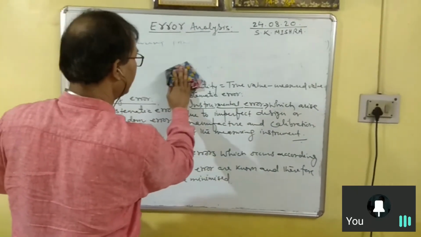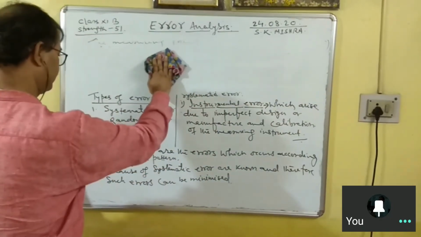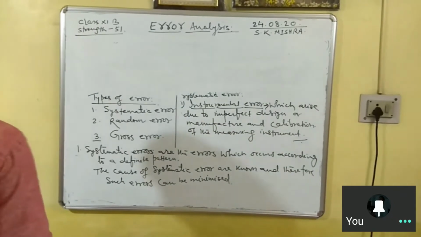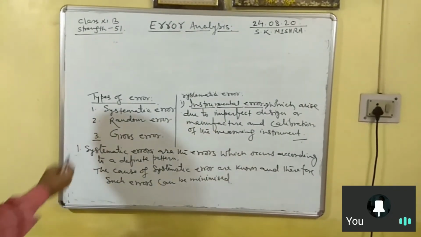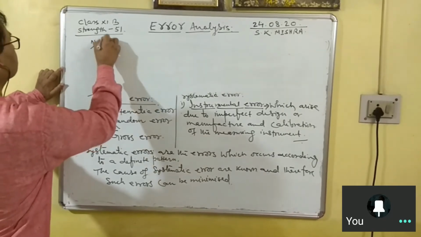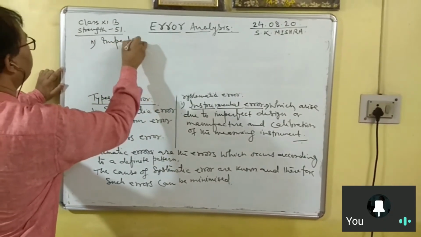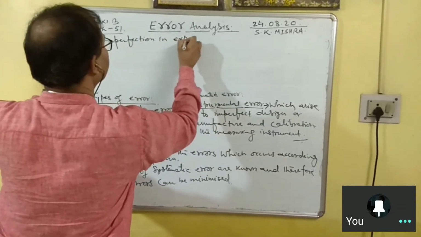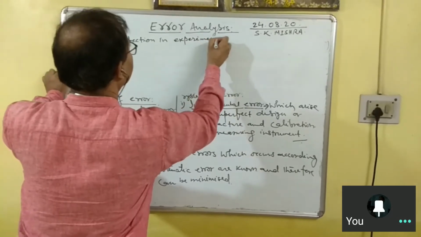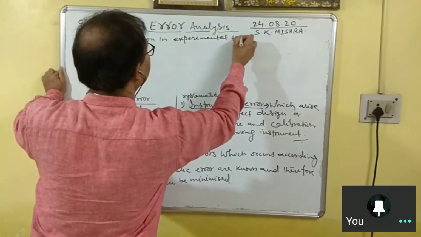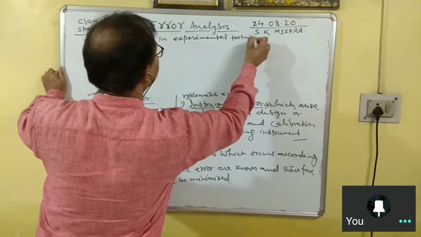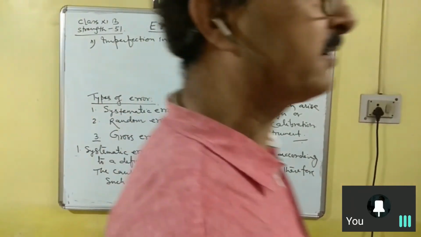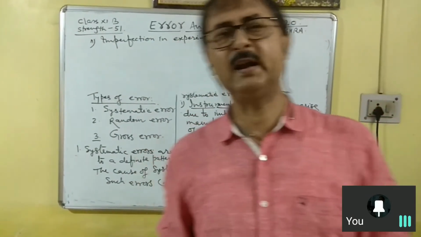Now the second type of error is imperfection in experimental technique. If you don't know the correct way to perform the experiment, then error will automatically occur.